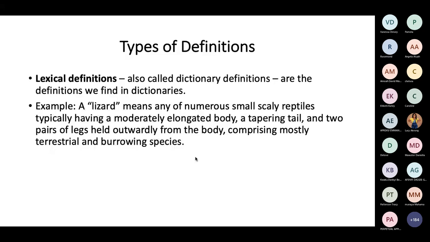Lexical means having to do with the arrangement of words, the compilation of words and possibly their meanings. That's what we call lexical, lexicon, lexi this, lexi that. They are all about compiling words and their meanings. And the dictionary is just one instance of such compilations.